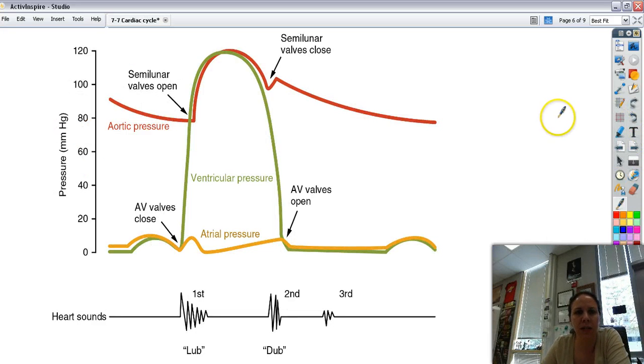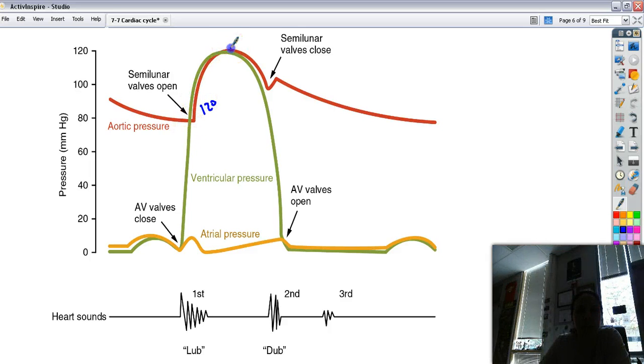And then from there it kind of goes back around and keeps on going that way. So here is a little graph that kind of looks like what you'll see in your homework. The red is the aortic pressure, and when the semilunar valves open and let the blood go through, the pressure reaches the top here at 120 millimeters of mercury. And then the pressure starts to go down until the semilunar valves close, snap, that's what that little thing is, and then it starts to go back down from there.